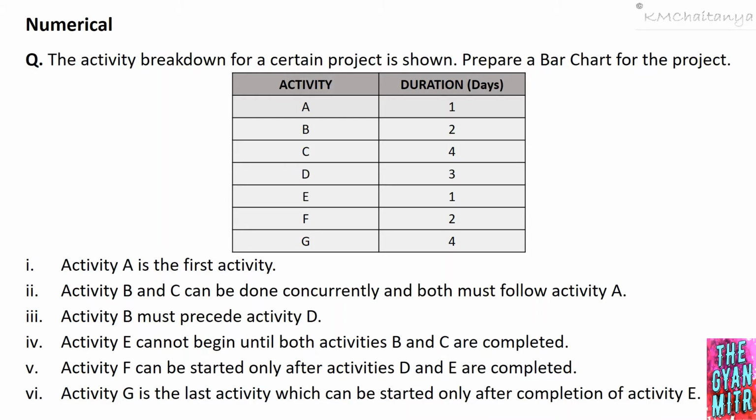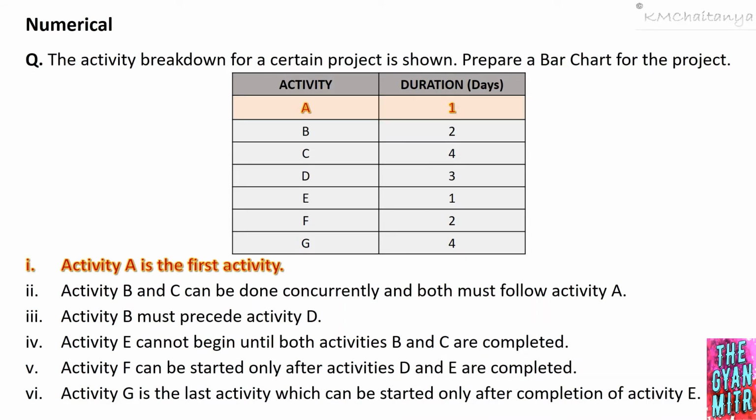Now we'll solve this particular problem using a Gantt chart and determine what will be the total duration of this project. Now we'll consider the very first relation given. Activity A is the first activity, so that is the relation that has been given. Now we have to see what is the duration of activity A.